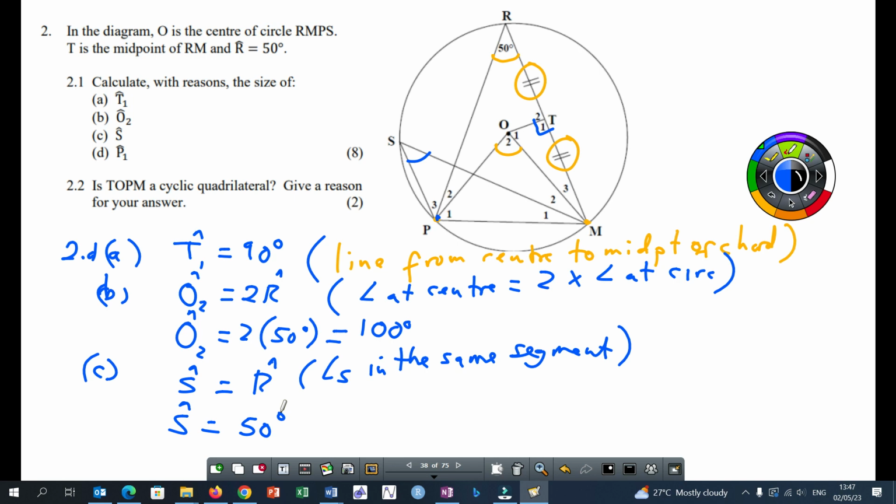Yes, that's also correct, because we already proved that angle R is half of O2. If angle R is equal to angle S, it means that angle S is half of O2. So it's fine. If you use theorem 2 to determine angle S, that's also fine. Any of those two reasons are acceptable.